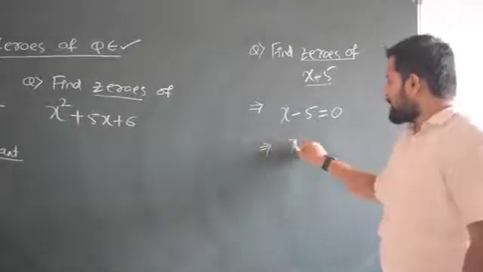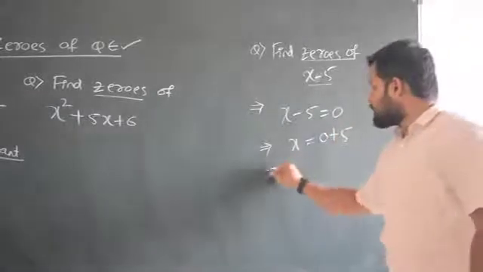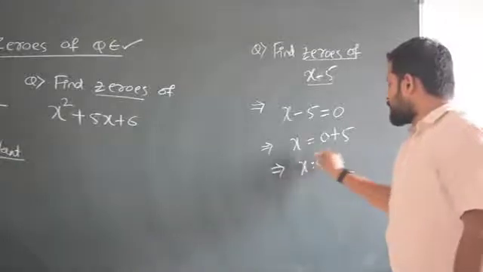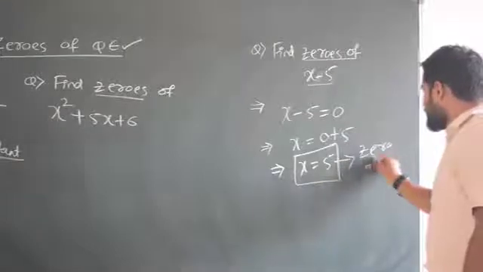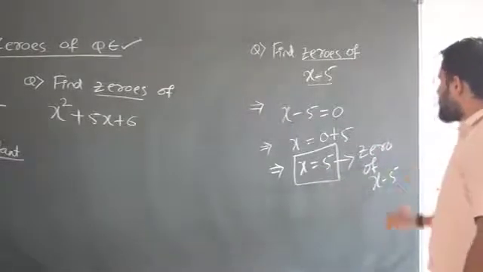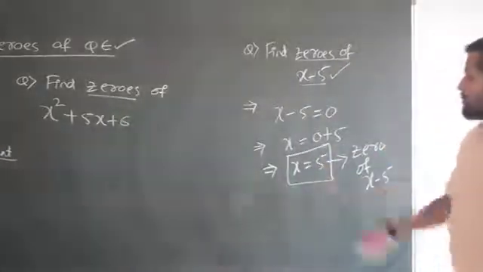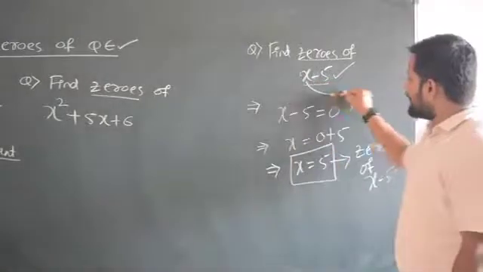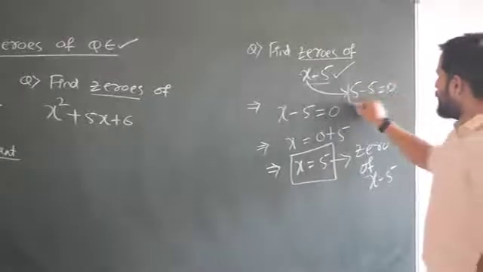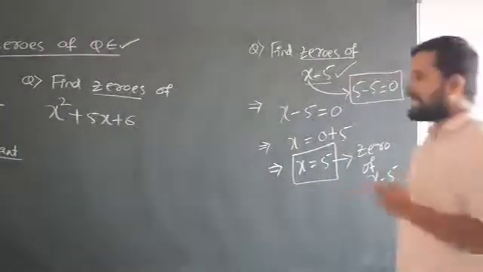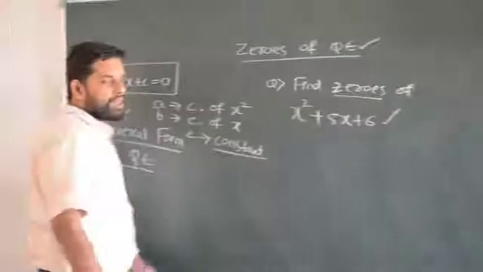Now what will x become? The minus 5 you send to that side, it becomes plus 5. So x is 5. This x equal to 5 is called the zero of x minus 5. Whatever x minus 5 is there, its zero is x equal to 5. If you place 5 instead of x, 5 minus 5 becomes 0. So finding the zeros means you have to make that equation, whatever equation they are giving, equal to 0. Is it clear?